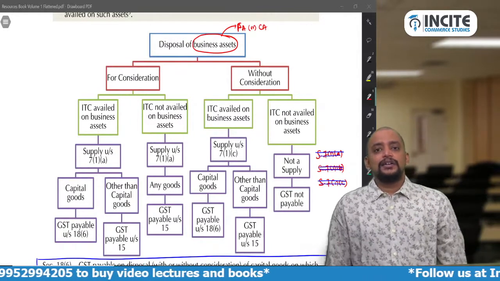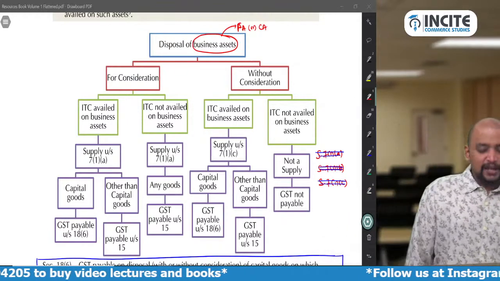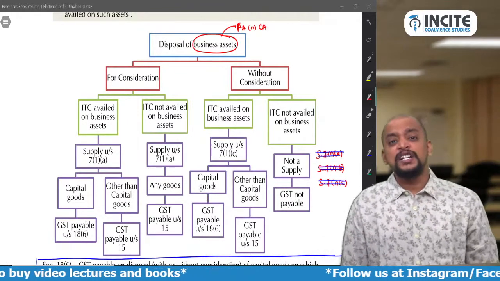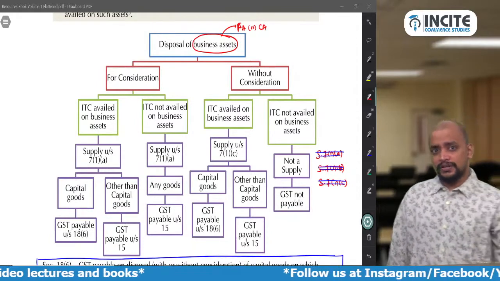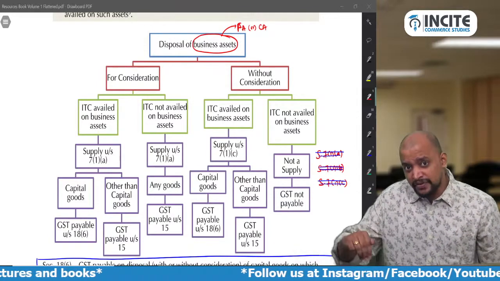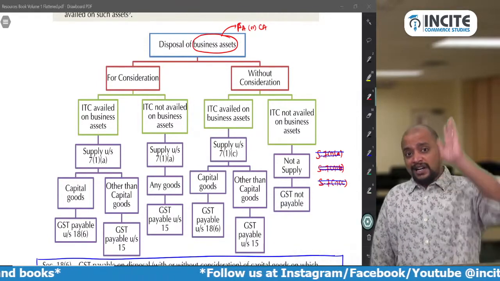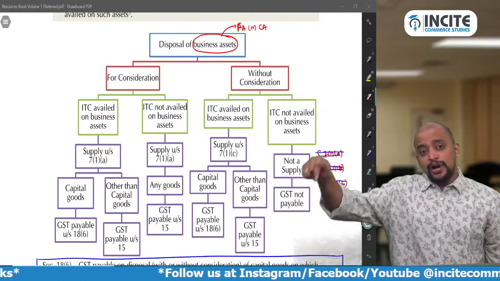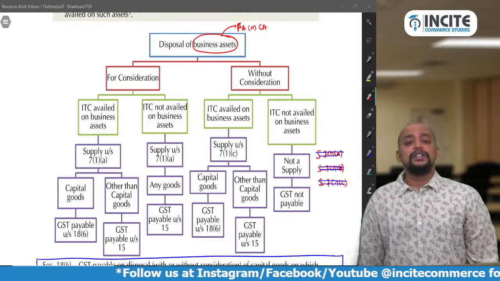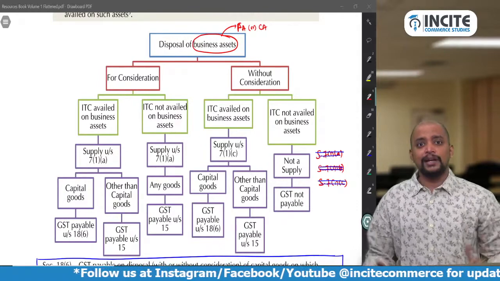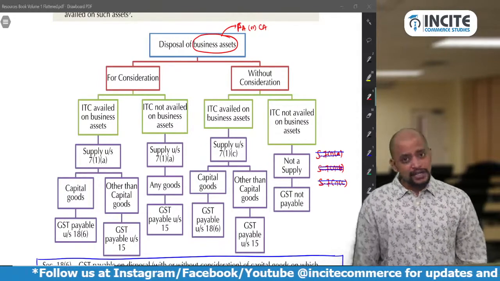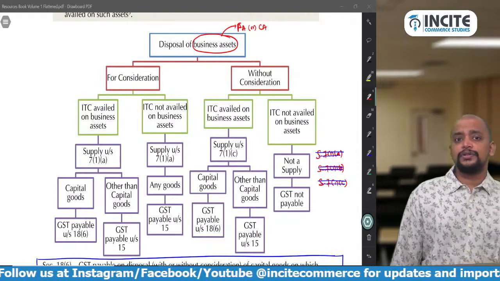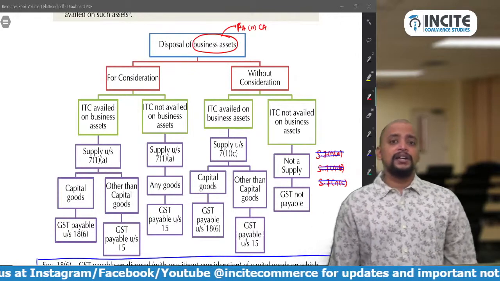It is not a supply. Why, sir? What I disposed of is finished goods. Whether I availed ITC on finished goods? No. I availed ITC on raw material. But what is disposed of is finished goods. Therefore, it is not a supply. Yes. It is not a supply. You understood? Why, sir, it is not a supply?